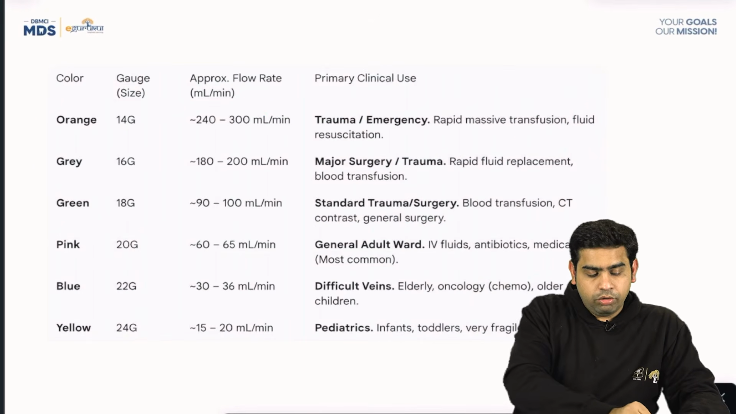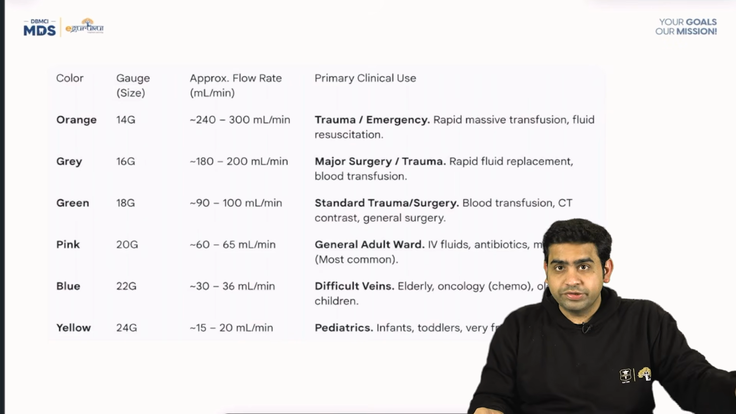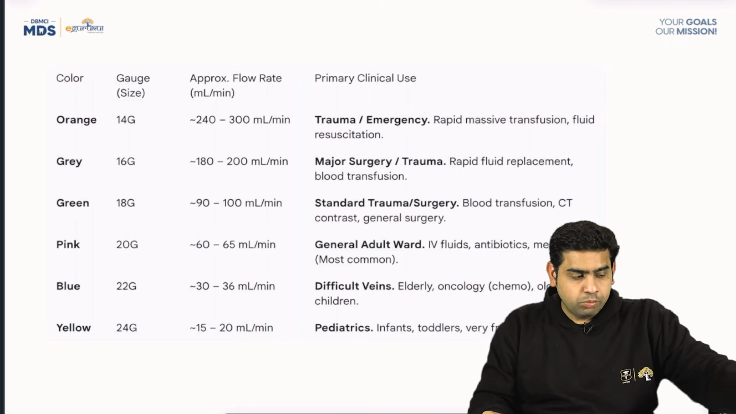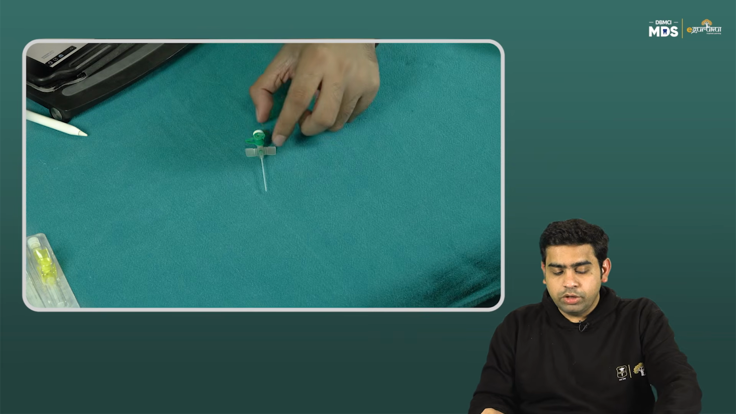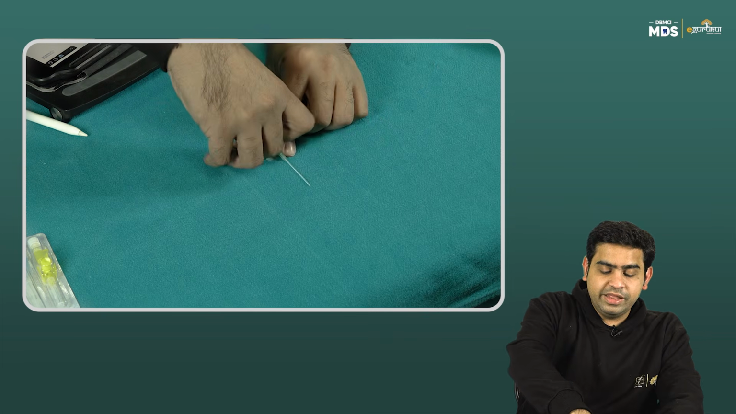Now, I talked to you about the different sizes, right? So let me bring all the other cannulas in, and now you discard this into the sharps bin. So you need to dispose of this properly. So this is your green cannula. That's fine. And what is this? This is an injection port.